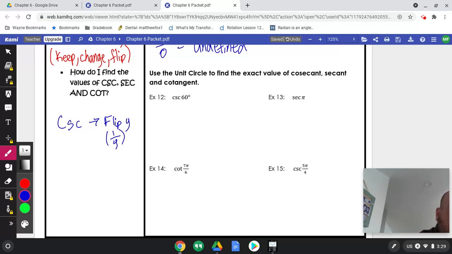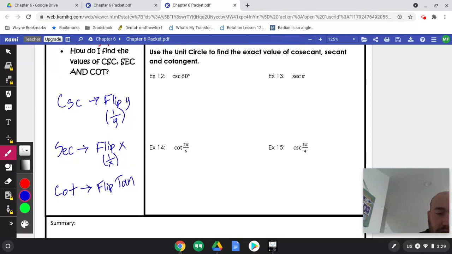Now, we also have secant. Secant matches with cosine, which is our x. So we'll flip the x, or you can think of that as 1 over x. And then our final one, cotangent, results in us flipping tangent. It's the reciprocal of tangent. If we think about that, tangent was normally y over x, and in our case now, cotangent is going to be x over y.